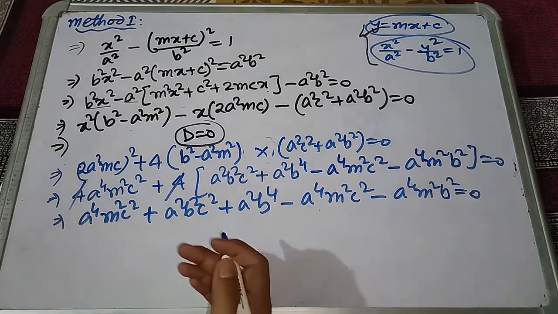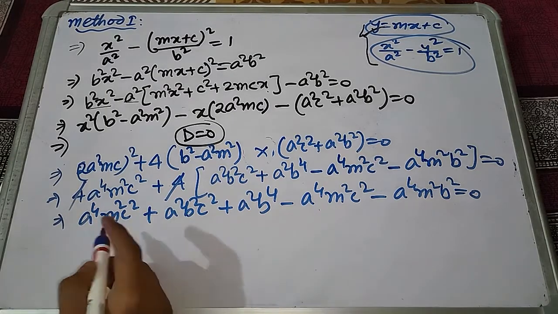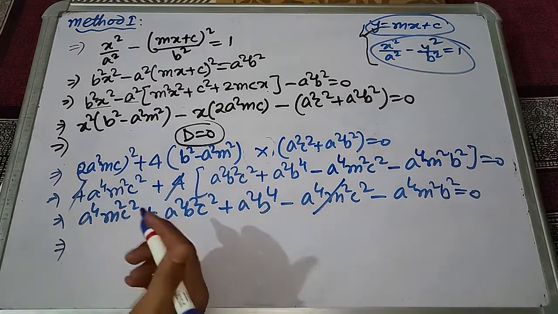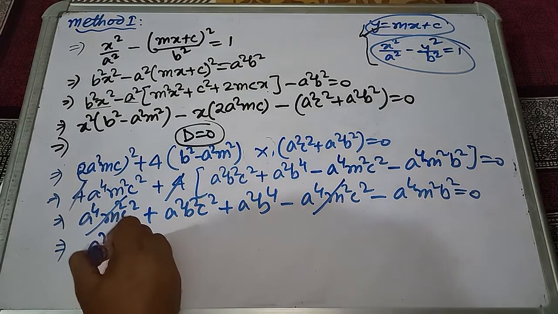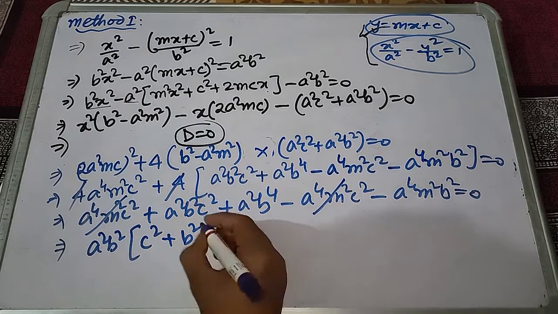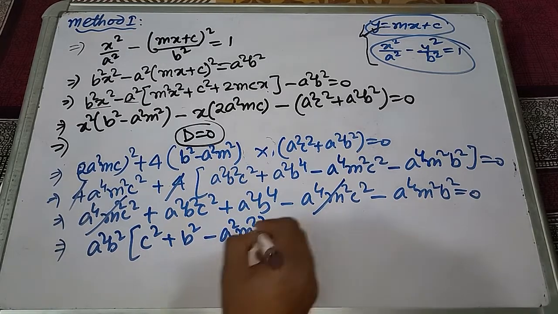I would suggest you solve this along with me. Pause the video anywhere you want, solve it along with me, solve it ahead of me, whatever, but solve it with your own hands, otherwise you won't get the essence. Otherwise this is just practicing a b c d. Now take a square b square common: c square plus b square minus a square m square equals 0.